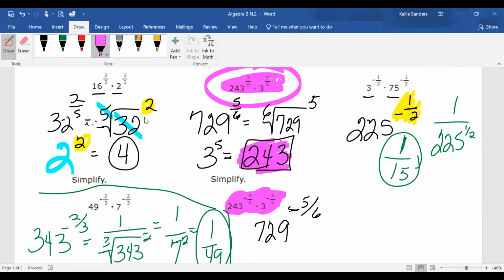What's the difference between the top purple problem and the bottom purple problem? Well, the 5/6s are negative. So what that is saying is you're still going to get 243 as an answer, but it's going to be on bottom, and you're going to put a 1 on top. All you do is flip it, make it a fraction, put 1 on top.